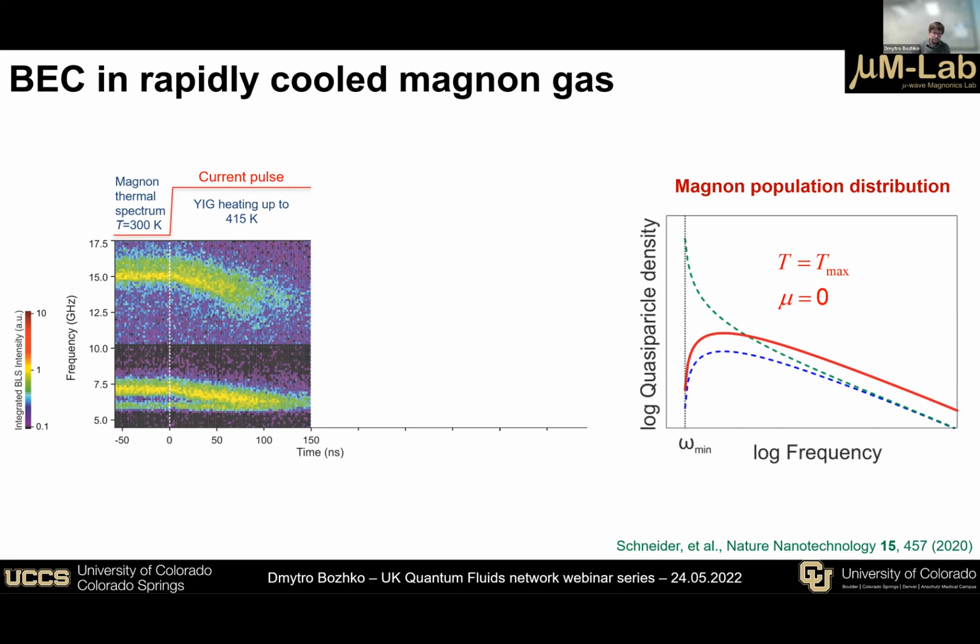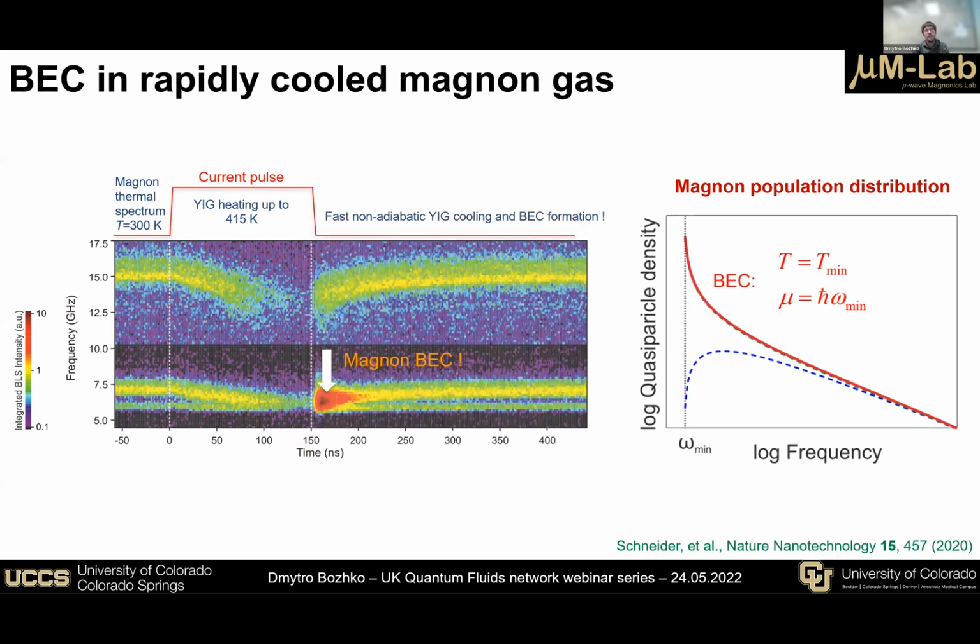But then, when we heated up our system with a pretty short pulse, 150 nanoseconds, and then stop heating and allow the system to cool down, we see that there is a huge peak of magnons forming at the bottom of the spin wave spectrum. Well, is it a magnon BEC? We don't have the means to explore it via wave vectors, and we have only the frequency distribution.